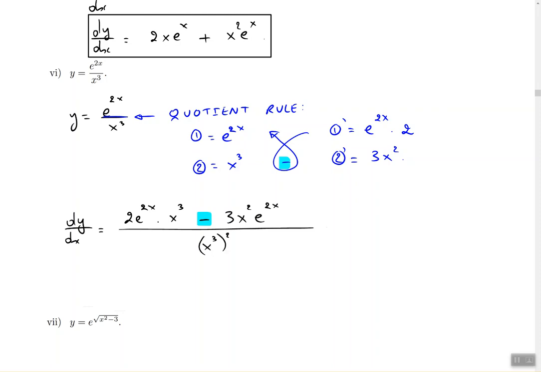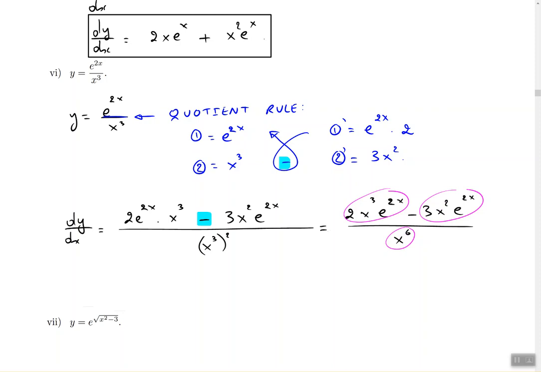Okay, let's clean it up a little bit. This is the same thing as writing 2x cubed e to the power of 2x minus 3x squared e to the power of 2x, all divided by x cubed to the power of 2. That's the same thing as x to the power of 6. Now, for this problem, I have 1, 2, 3 terms. All of them have x's. This one has x squared, this one has x cubed, this one has x to the power of 6.